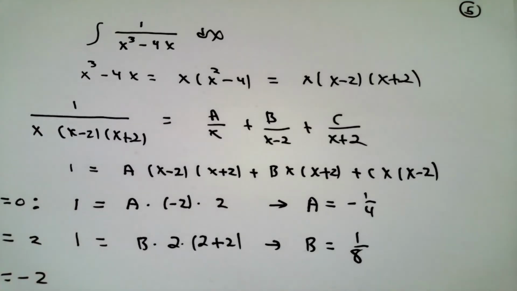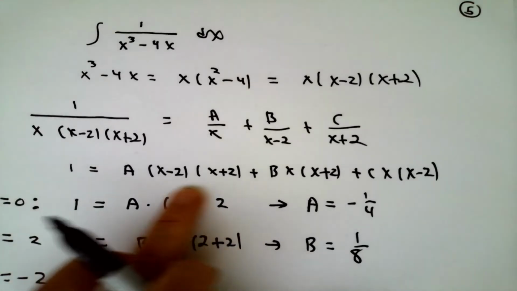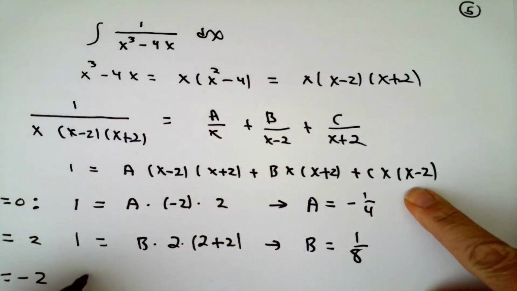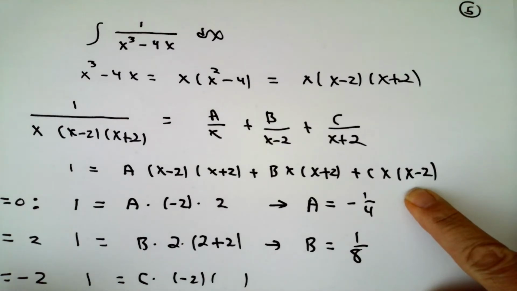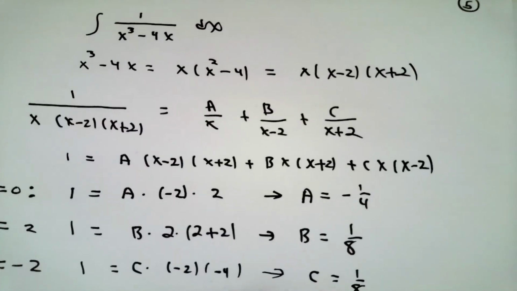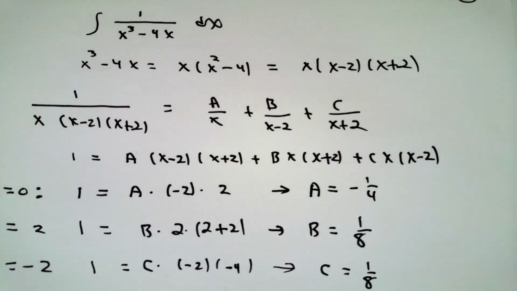if x is negative 2, this term is 0, that term is 0. 1 must equal c times negative 2 times negative 2 minus 2, which is negative 4. 1 is equal to c times 8. c must be 1/8 as well. Since I have 3 distinct linear factors, the a, the b, and the c are easy to determine.